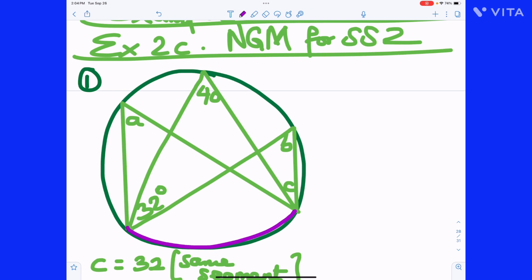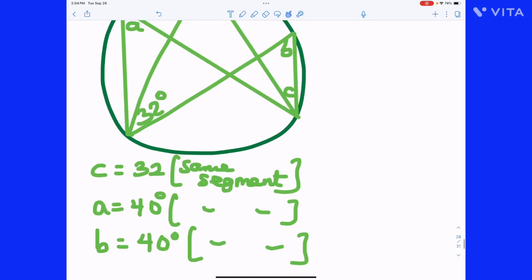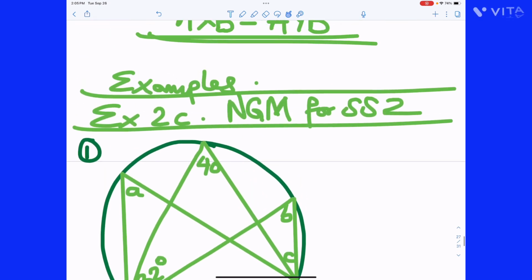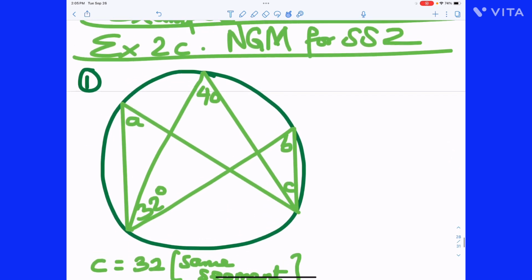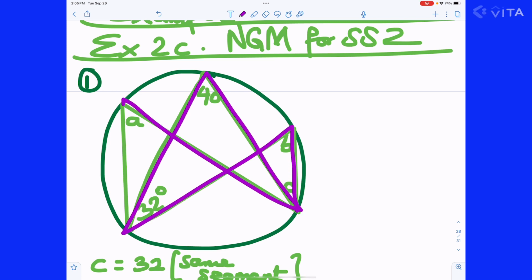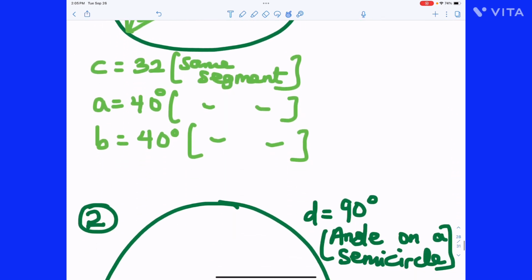The reason is that the two angles are in the same segment. A is equal to 40. Same reason, same segment. B is also equal to 40. Is that right? Let's check. Yeah, B is also equal to 40. 40, 40, 40. Each of them is formed in the same segment on this same arc. So angle B is also equal to 40 degrees.